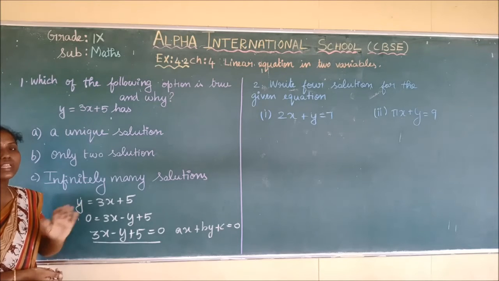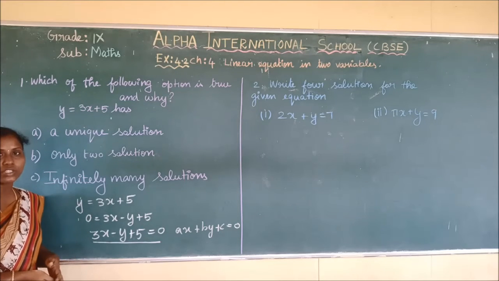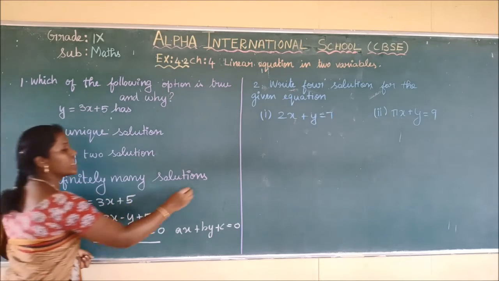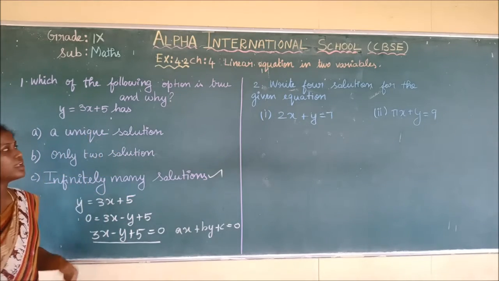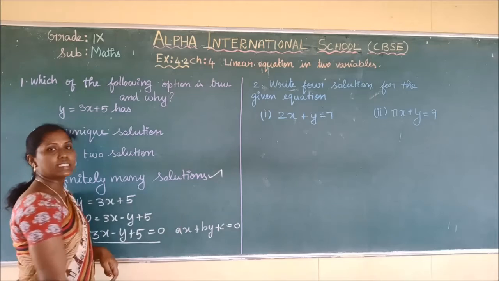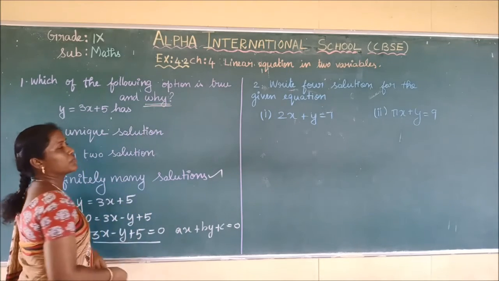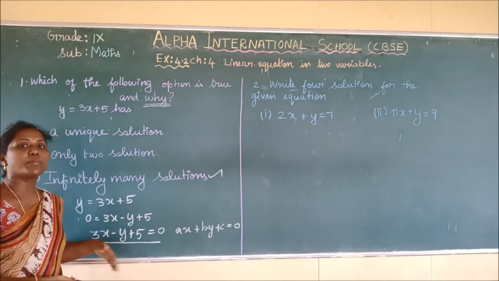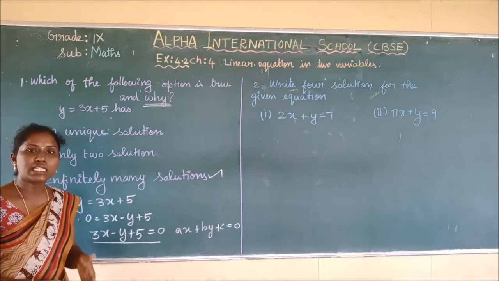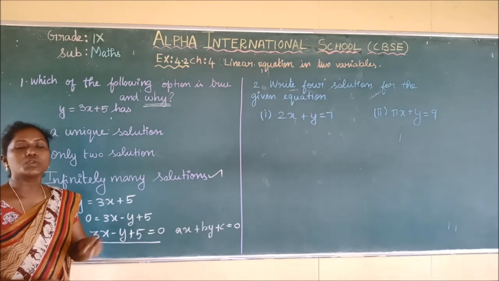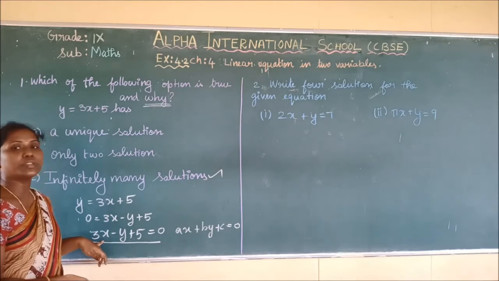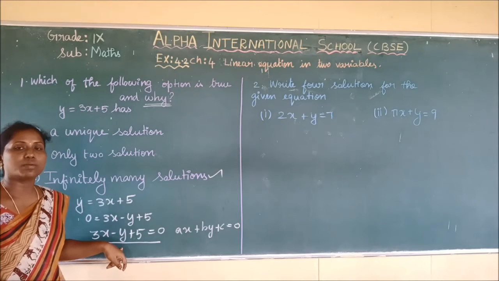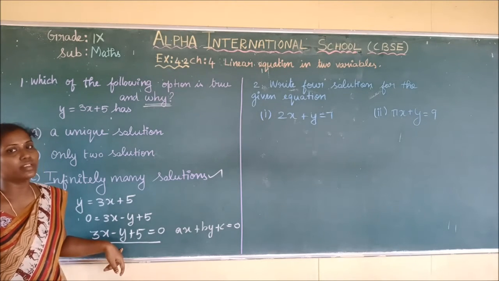So for every linear equation in two variables, what about the nature of the solution? It has infinitely many solutions. So it is option C, infinitely many solutions. They are asking which is true, so option C is true, and they are asking the question why. The reason: as we substitute n number of values of x, we will get the corresponding values of y, and vice versa. So this equation has infinitely many solutions.